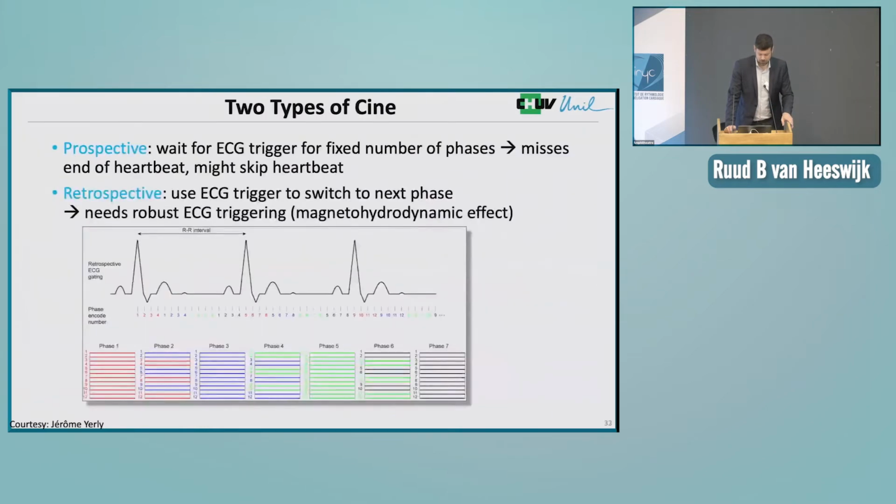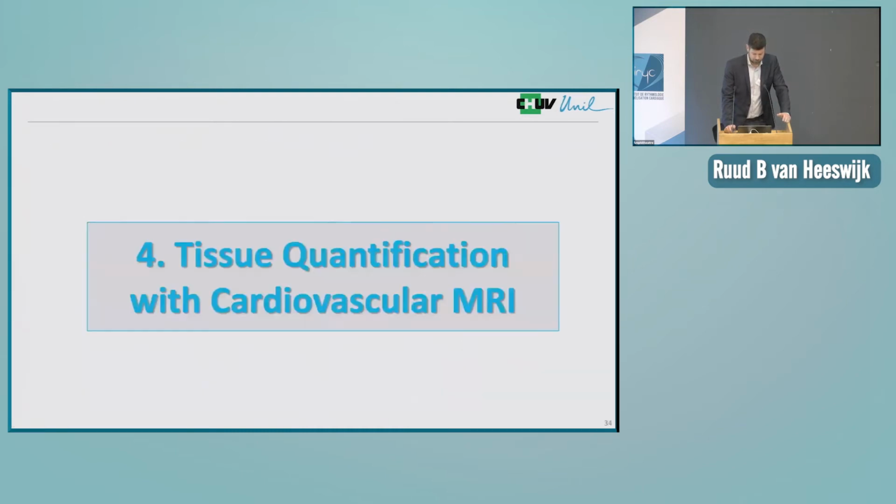in this segmented fashion. There are two main ways to do cine imaging: prospective, where you wait for an ECG trigger for a fixed number of phases, and this way you will probably miss the end of the heartbeat, or you might skip a heartbeat because you fixed the length of the acquisition, and a patient's heartbeat length always varies. Or you can do it retrospectively, so whenever a new ECG trigger comes in you switch to the next heartbeat. However, this needs quite robust ECG triggering, essentially.